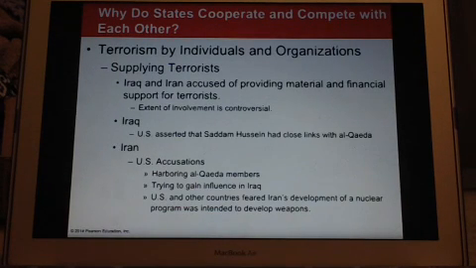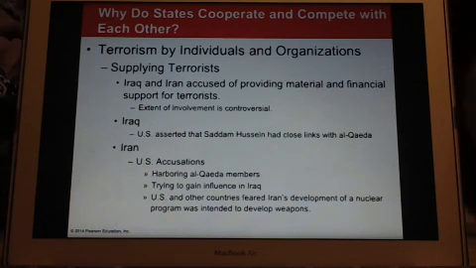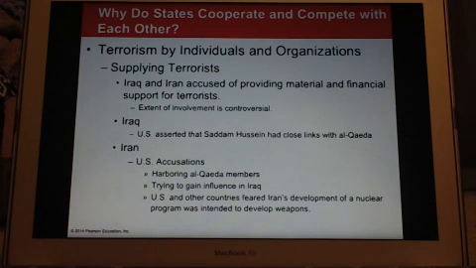In that realm of supplying terrorists, Iraq and Iran have been accused of providing material and financial support for terrorists. However, the extent of involvement is controversial. For example, with Iraq, the U.S. asserted that Saddam Hussein had close links with al-Qaeda, and in Iran, the U.S. had accused Iran of harboring al-Qaeda members and of trying to gain influence in Iraq. And the U.S. and other countries feared Iran's development of a nuclear program was intended to develop weapons. And those are ongoing concerns.